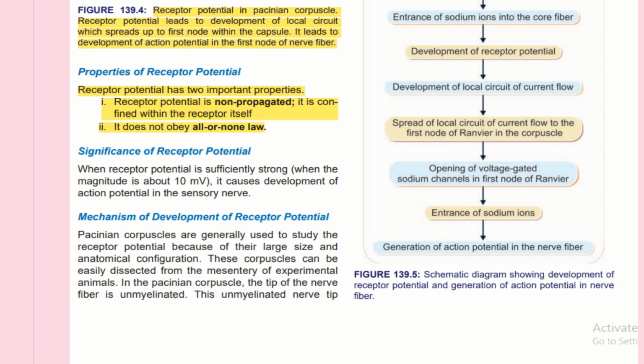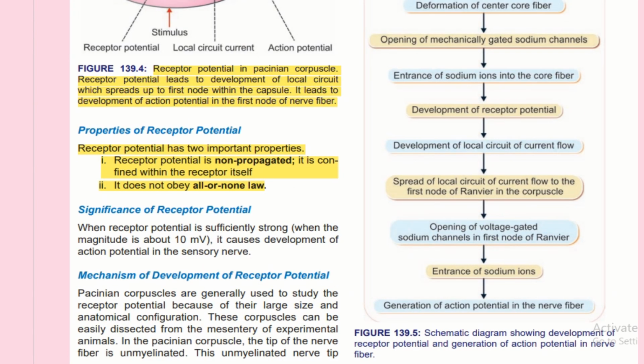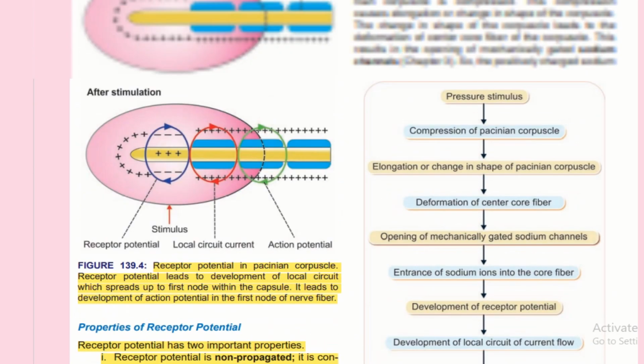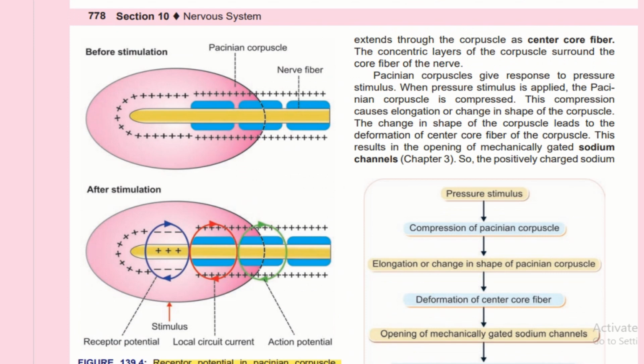Mechanism of development of receptor potential. Pacinian capsules are generally used to study the receptor potential because of their large size and anatomical configuration. These capsules can be easily dissected from the mesentery of experimental animal. In the Pacinian capsules, the tip of the nerve fiber is unmyelinated. This unmyelinated nerve tip extends through the capsules as the center core fiber. The concentric layers of the capsule surround the core fiber of the nerve.